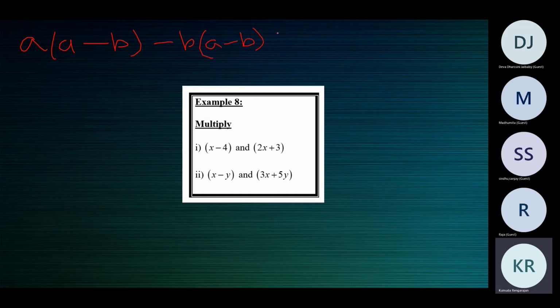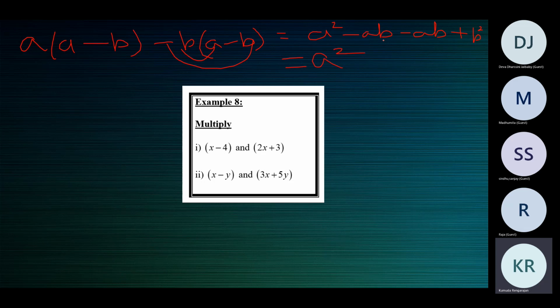Now let's multiply. A into A is A square. Then A into minus B. What is A into minus B? Minus AB. Then minus B into A is minus BA or minus AB only? AB, ma'am. Okay, BA, AB, both are the same. Minus B into minus B is plus B square. Why plus B square? Because minus into minus is plus. B into B is B square.